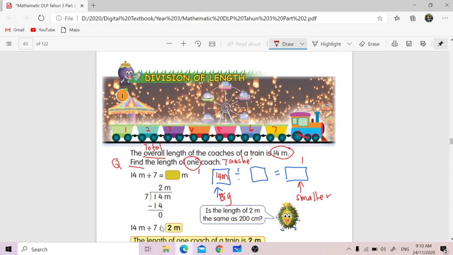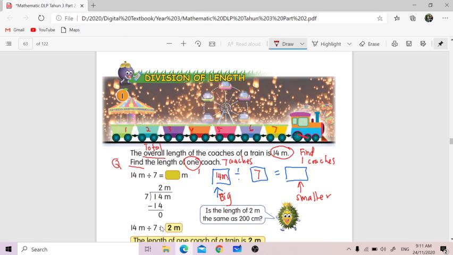So the overall is seven coaches. But in the end, it asks you to find this, the one that you need to find, the equals. So find the one coach. It literally shows that you need to do division. First of all, you need to know what operation we need to do, and then we place the mathematics sentence accordingly. So here it's 14 meter. Find the length of one coach. We have to know how many coaches altogether. There are seven. That's why the 14 meter is divided by the seven coaches.